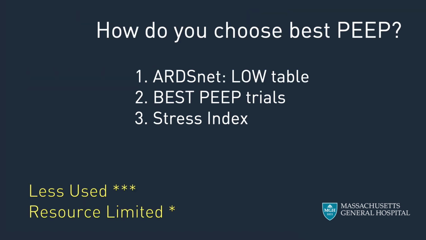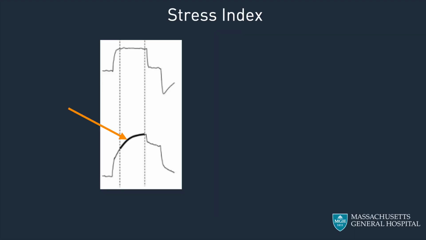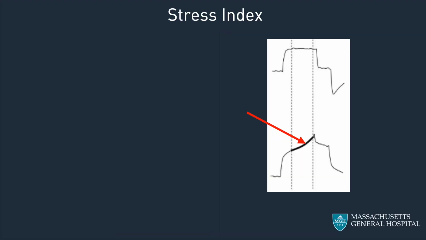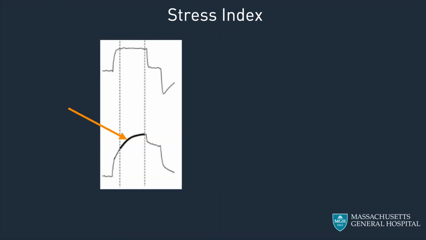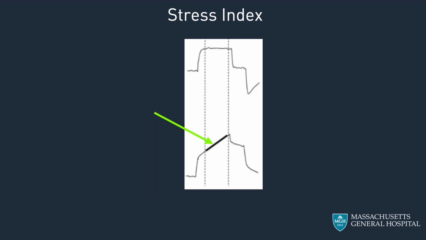Then there's some less commonly used approaches. Number 3, stress index. Let's take a look at the pressure time curve. This test is performed with constant flow and tidal volume. An RT generates a square wave flow with the ventilator. Look at the shape of the curve at the very end of the delivered breath. Curve up pressure at the end of the breath suggests overdistension. Curve down at the end of the breath suggests underdistension. Curve flat. The pressure flattens out.